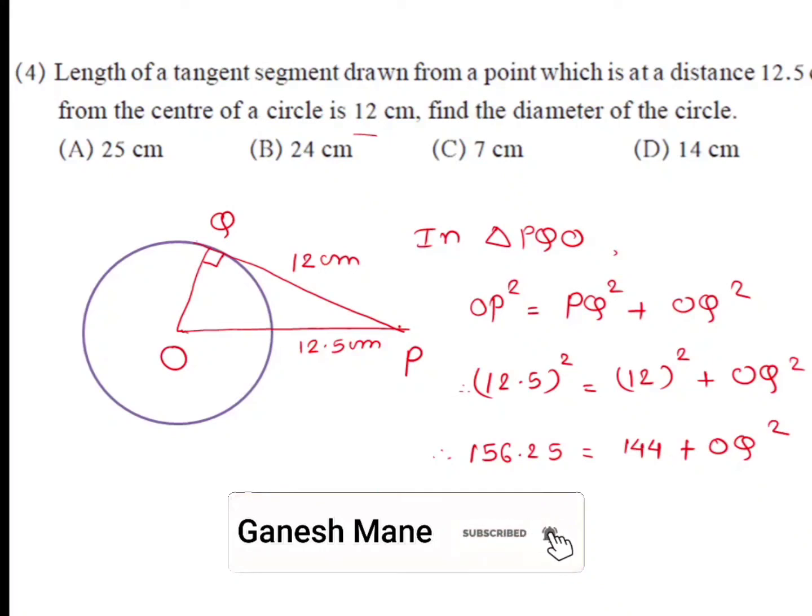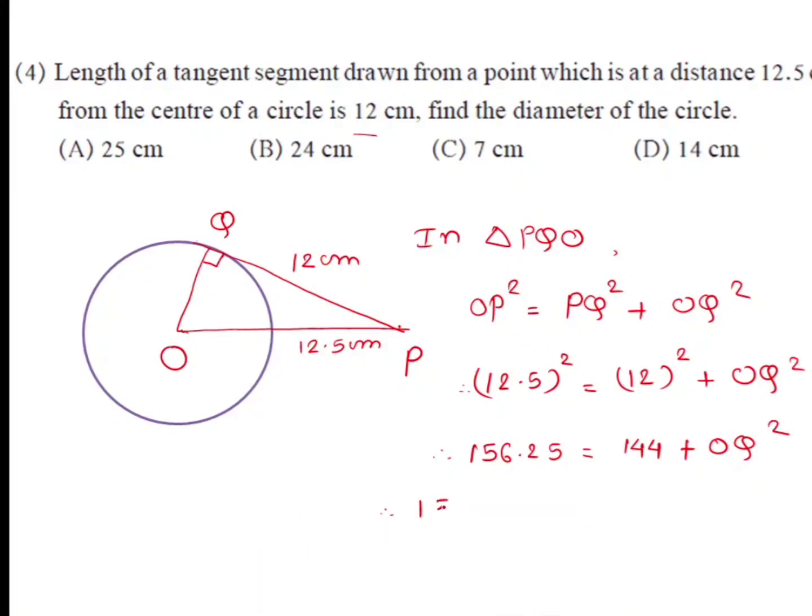Now if we take 144 to the left hand side, we will have 156.25 minus 144 is equal to OQ square. Now if we do this subtraction, we will get 12.25, that is equal to OQ square. And if we take the square root on both sides, the square root of 12.25 is 3.5, equal to OQ. So OQ here, that is the radius, is 3.5 centimeter.